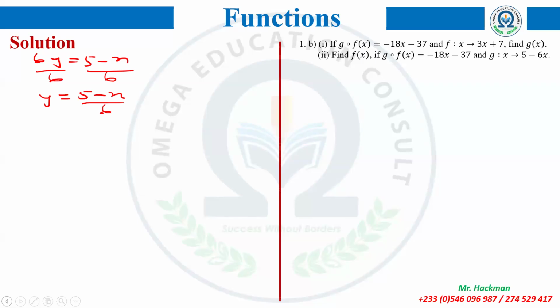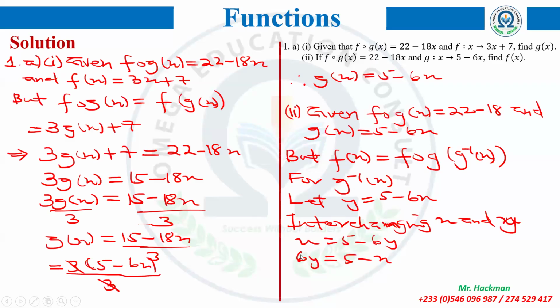Sir, Prof, your hand was up. Sir, please, when you were writing the given f of g of x, you wrote 22 minus 18. Which one? Oh, 22. Thank you. It is 22 minus what? 18x. Okay, thank you. So we haven't used it. At the point where we were going to use it, I would have known because I will refer to it. Thanks for drawing my attention anyway.